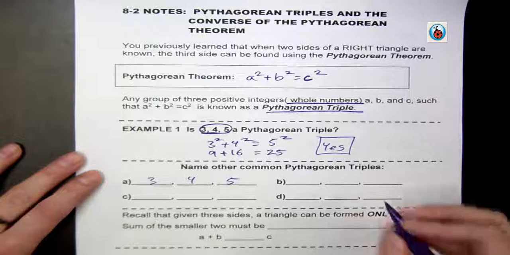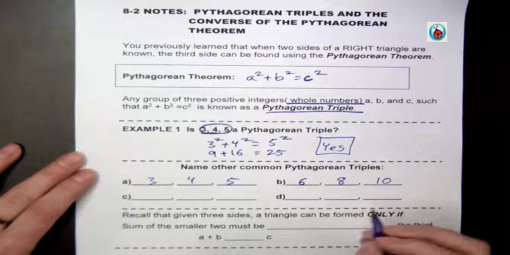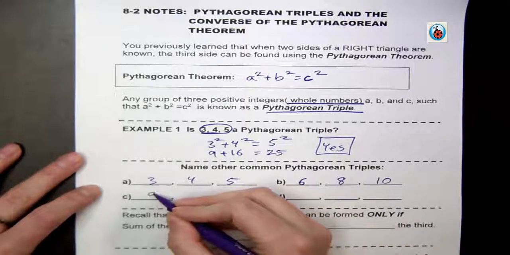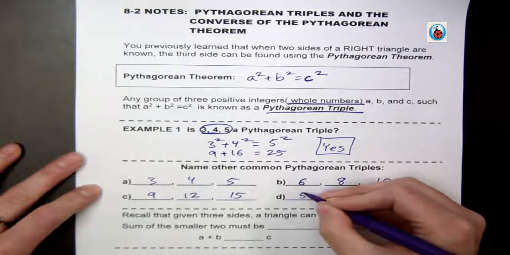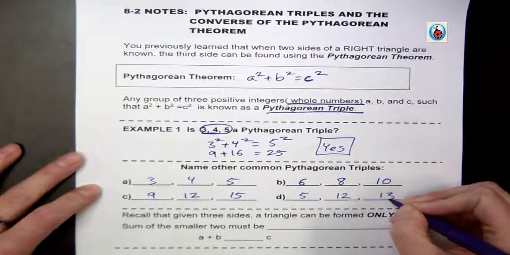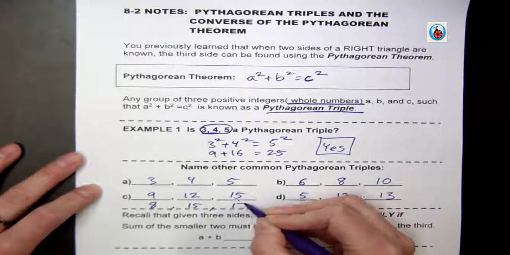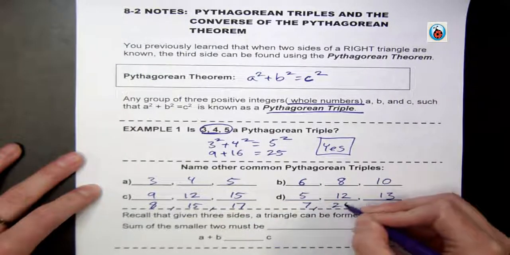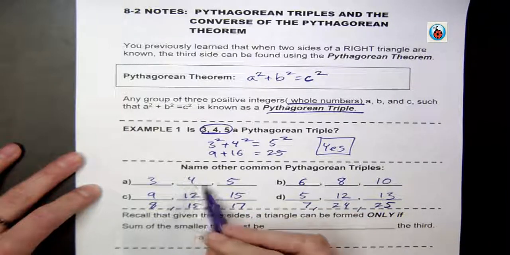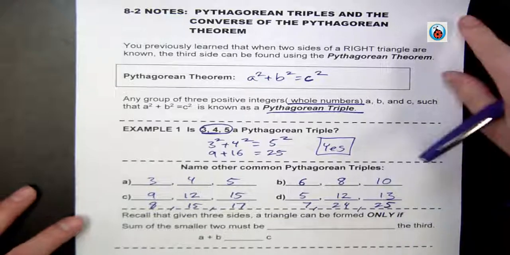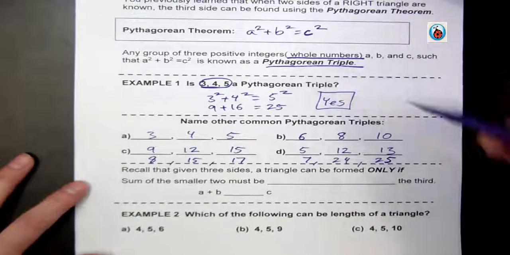And it also works when all those numbers are doubled: 6, 8, and 10. If they are tripled: 9, 12, and 15. Another common one is 5, 12, and 13. 8, 15, and 17. 7, 24, 25. Those are all some common ones. If you memorize some of these, like the basic ones, it saves you time in doing math if you recognize them in some problems. If you don't, you just have to know anytime it's whole numbers, we call it a Pythagorean triple.